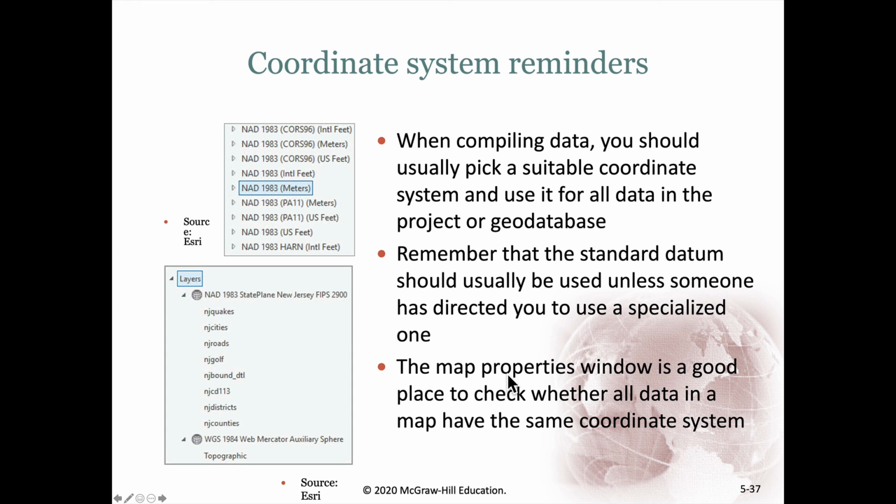And if you want to check to make sure all your layers are in the same map projection, the map properties window is a good place to check, because that's going to list for all of your layers what map projection everything is in. Most things in this map are in the State Plane New Jersey map projection, except for the topographic information, which is in a Web Mercator projection. So it's easy to see if something is not in the desired projection just by looking in this map properties window.